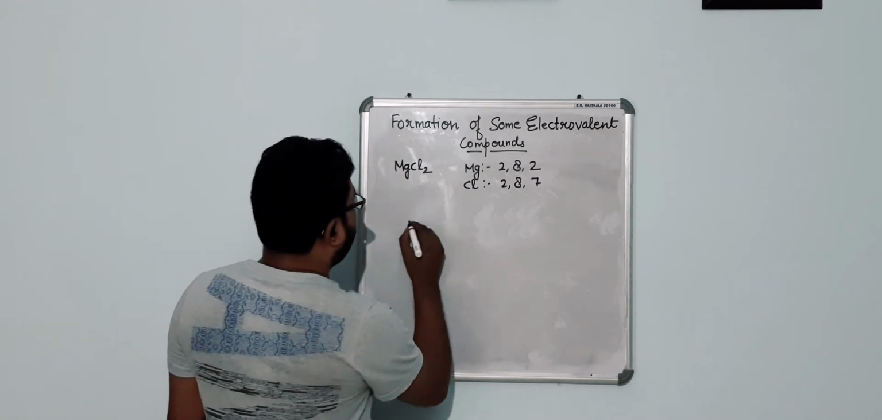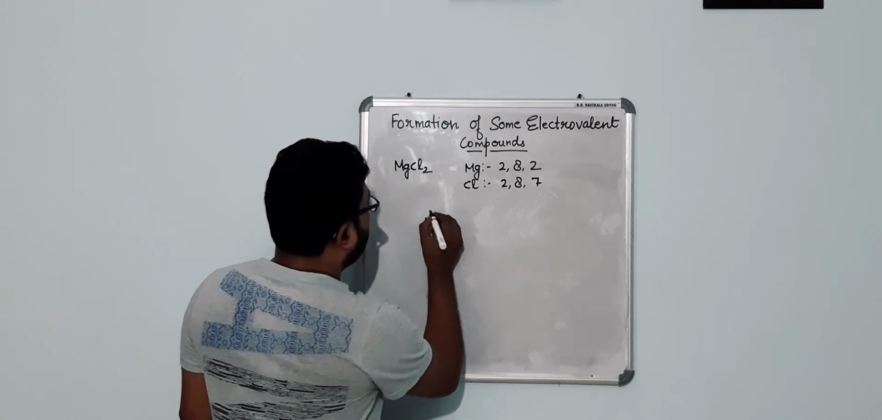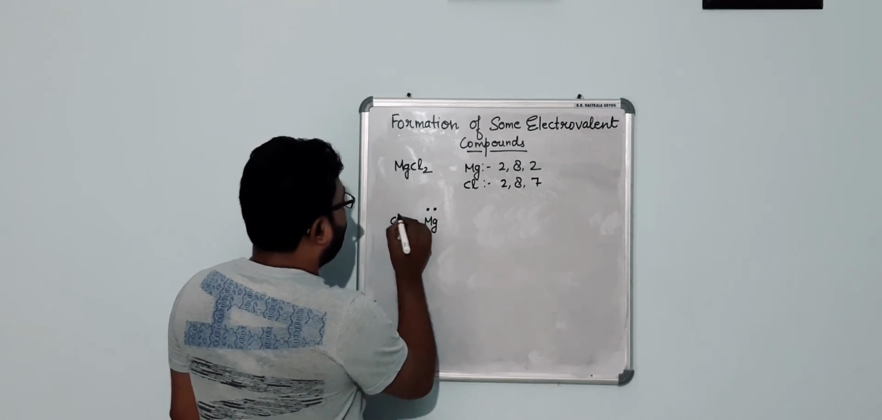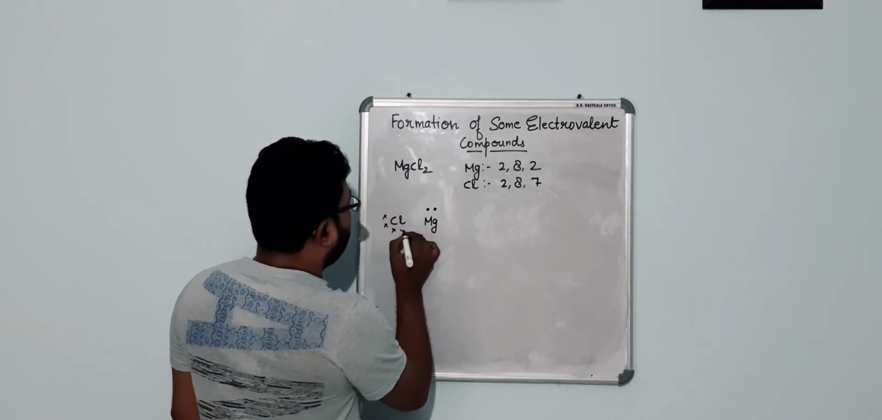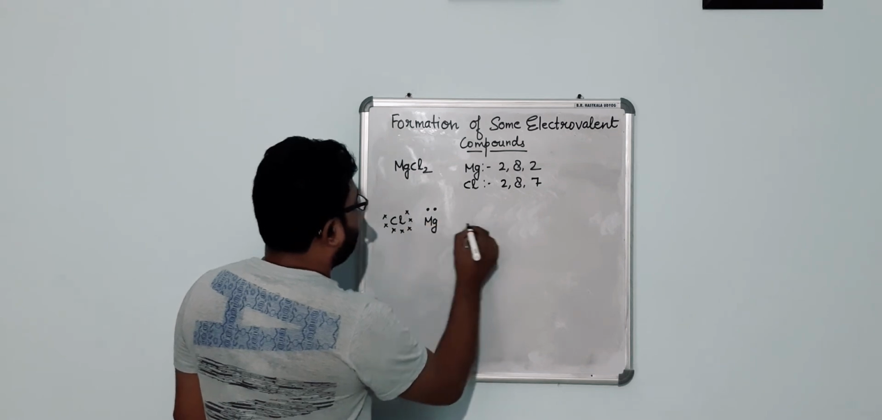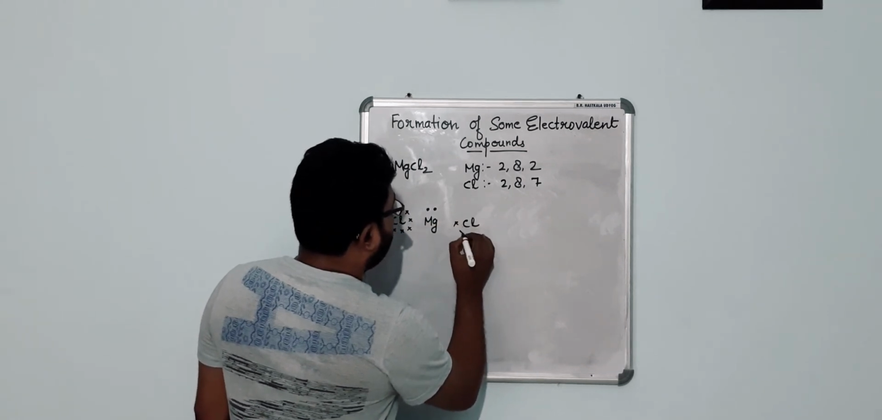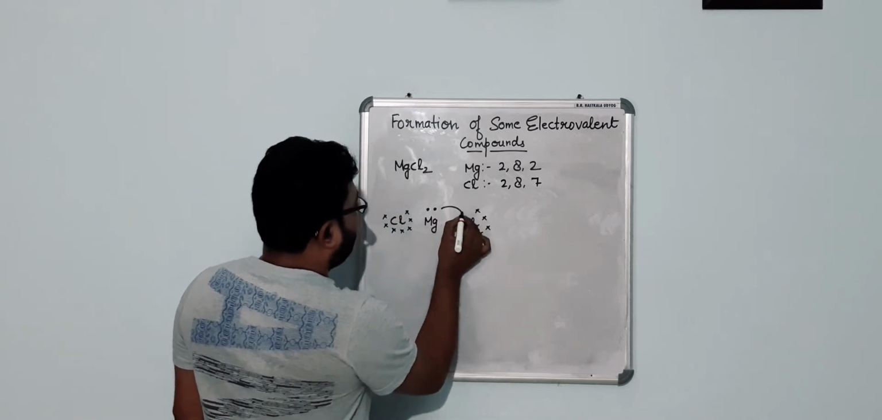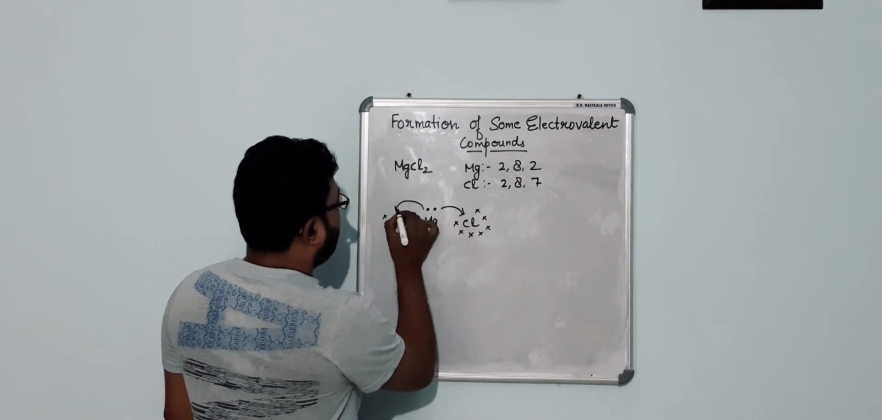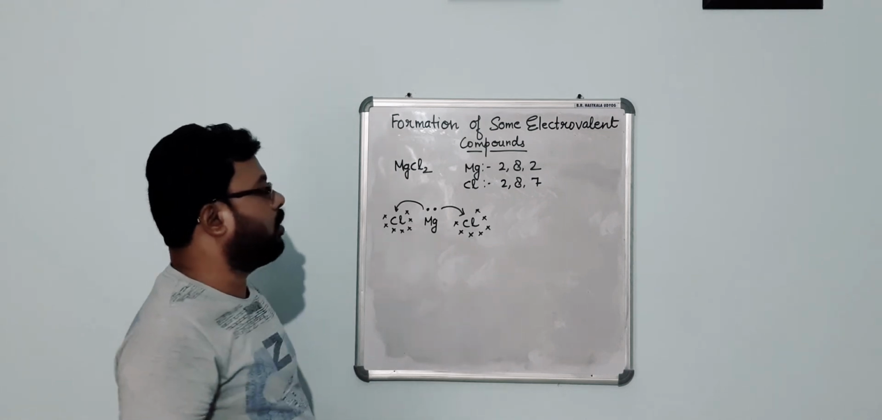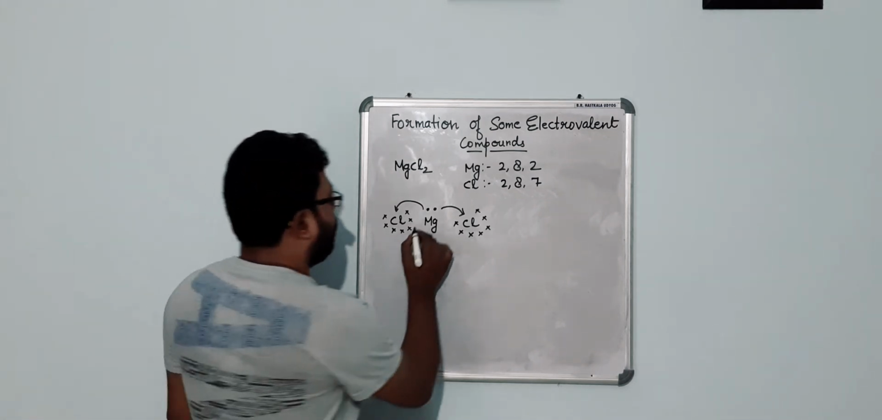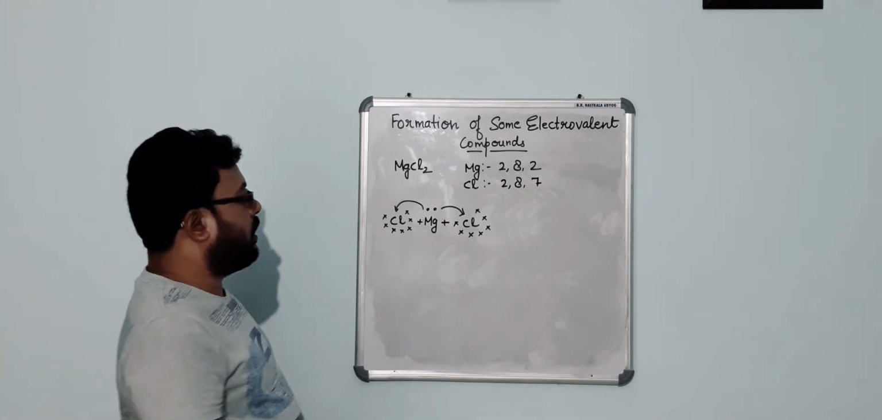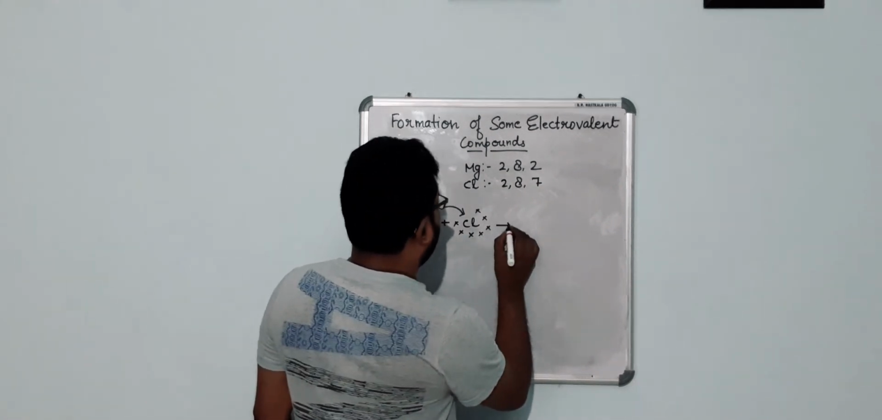So here again we can write magnesium with 2 electrons and chlorine 1, 2, 3, 4, 5, 6 and 7. Another chlorine 1, 2, 3, 4, 5, 6 and 7. So 1 electron here and 1 electron here. So magnesium is going to donate the electrons when there is a reaction happening between them.